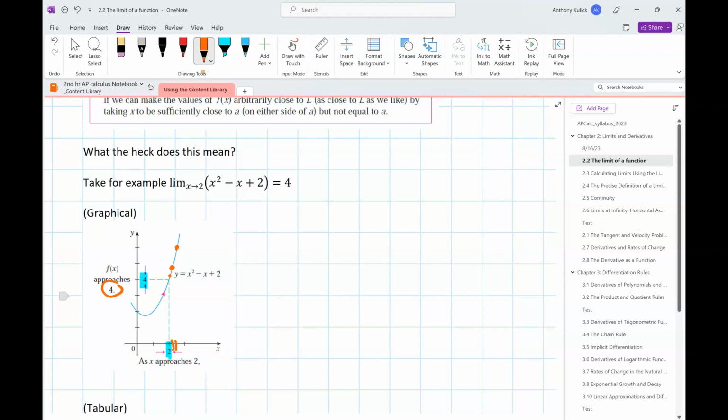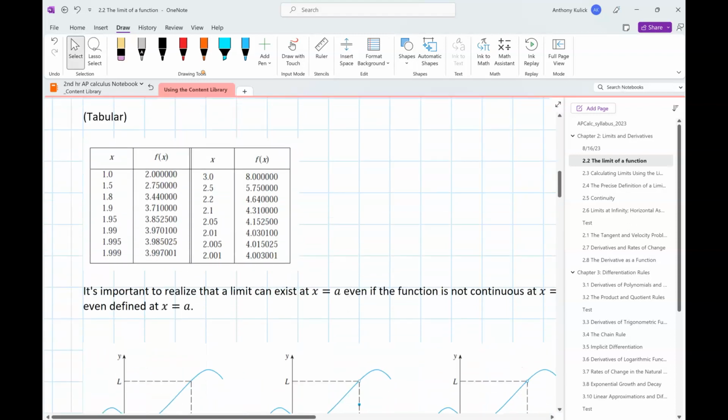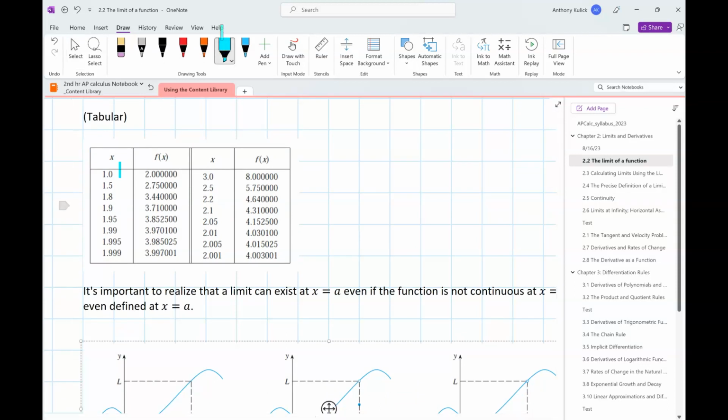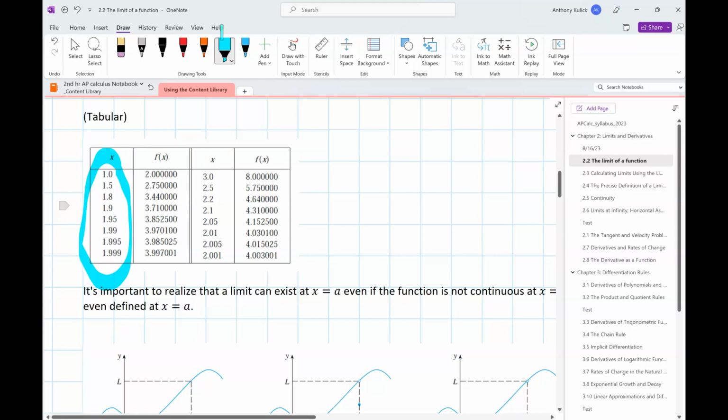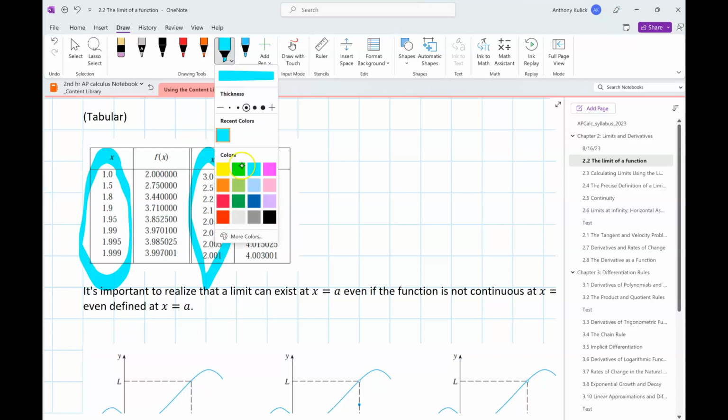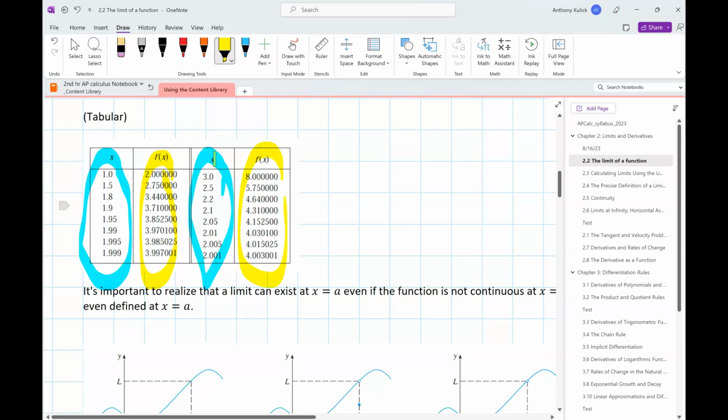Okay, we'll do some more examples of graphs in a minute. I just want to do the same thing now, using a table. So pretend we have no picture. I'm going to pick some values for x that are getting progressively closer and closer to 2 from the left side, so values that are smaller than 2. And then I'll pick some values that are getting progressively closer to 2 from the right side. So those are all numbers that are bigger than 2. I'll plug those into my function and look at the outputs.